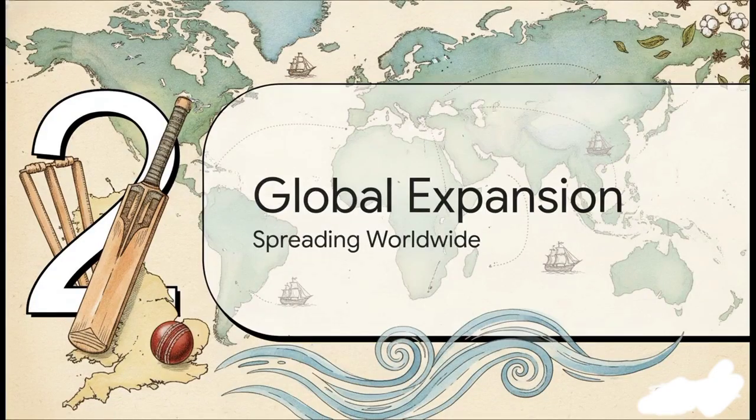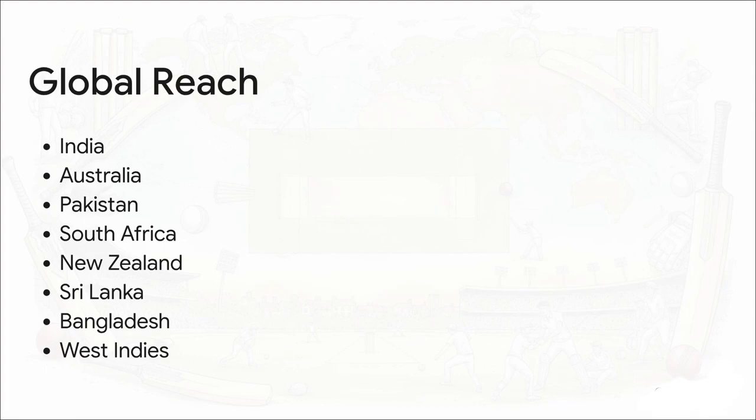Section 2. Global expansion via empire, spreading across the world. A sport requires a mechanism for distribution. For cricket, that mechanism was the British Empire. During the era of imperial expansion, the game was exported far beyond England. It systematically took root in India, Australia, Pakistan, South Africa, New Zealand, Sri Lanka, Bangladesh, and the West Indies.